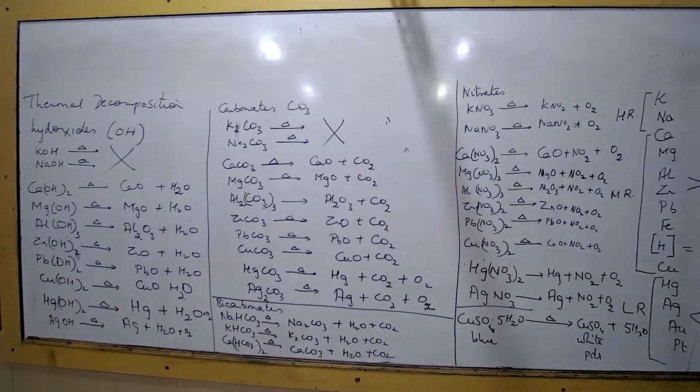Lead oxide is the precipitate or the residue. Residue, precipitate is the same thing. Residue is what remains behind. Precipitate is what forms and settles down.